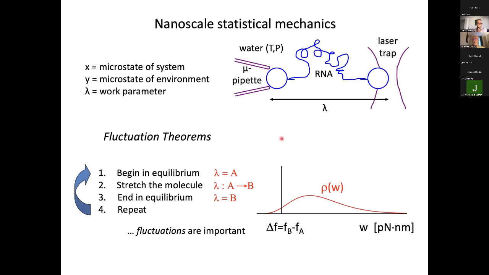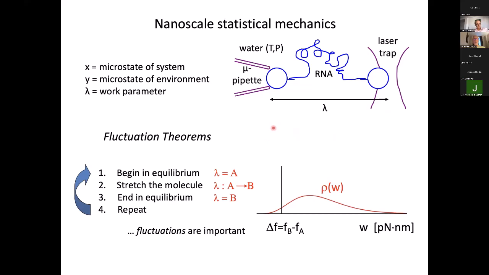And by microstate, I just mean the positions and momenta of all of the atoms that compose this system of interest. So this is a vector in a very large dimensional space. I'll let little y denote the microstate of the surrounding environment. This is a vector in an even much larger space because it includes the positions and momenta of all the atoms making up all of the surrounding water molecules. And then finally, I'll introduce this work parameter lambda, which is the distance from the micropipette to the center of the trap. And that's a parameter that the experimentalists can control externally.